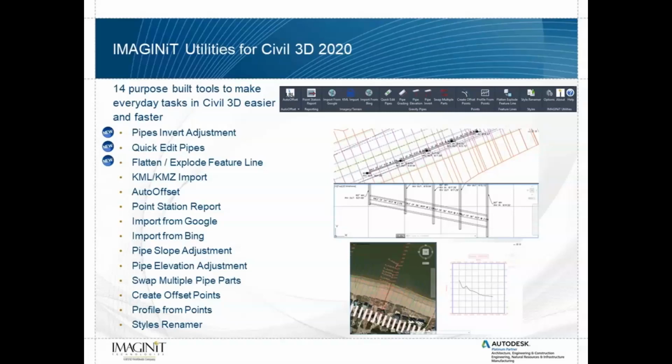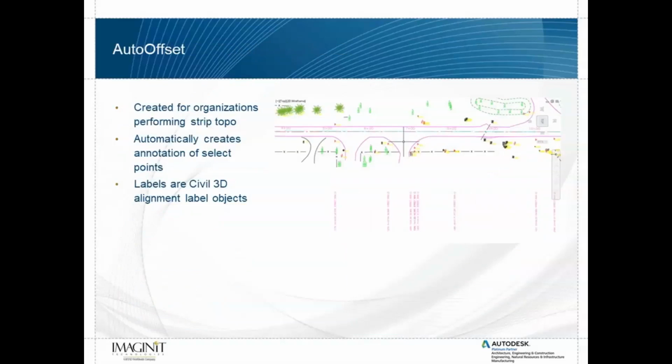So as we move along, one of the first tools that was included in the initial release of these when we did them back in 2014 was auto offset. And this is a utility created almost purposely to help create strip topo annotation.